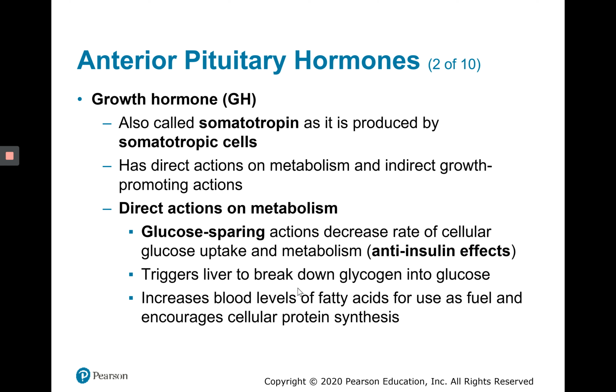They are going to decrease the rate of cellular glucose uptake and metabolism and trigger the liver to break down glycogen. Glycogen breakdown leads to the production of glucose, and that therefore will increase blood glucose levels, which is the opposite of what insulin does. Other direct actions include increasing blood glucose levels and levels of fatty acids for use as fuel, and this is going to encourage cellular protein synthesis.